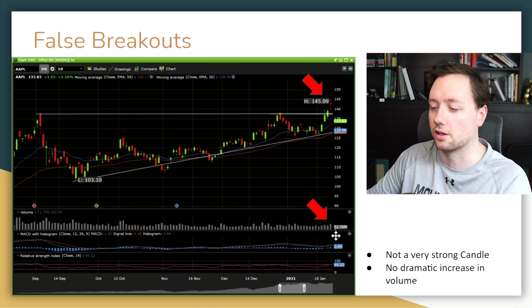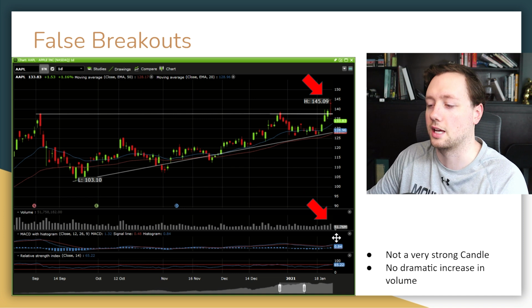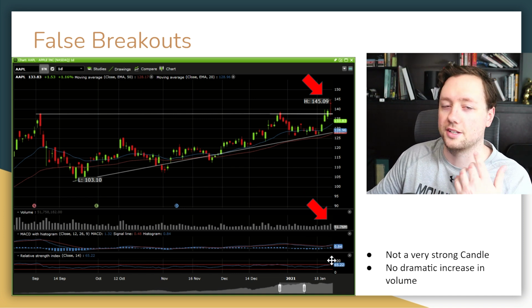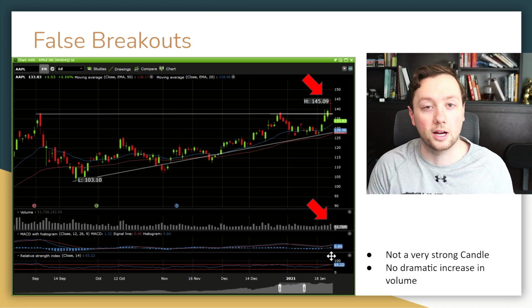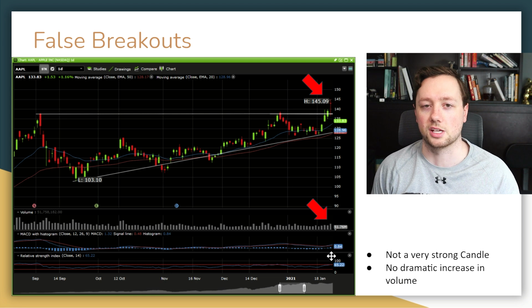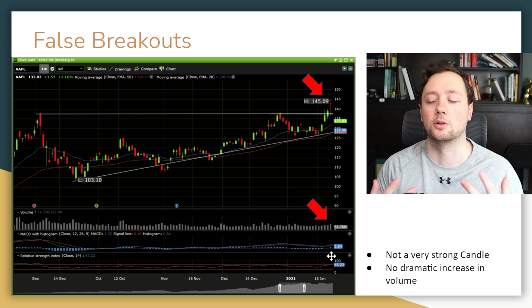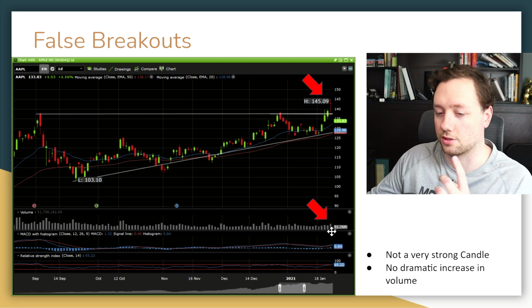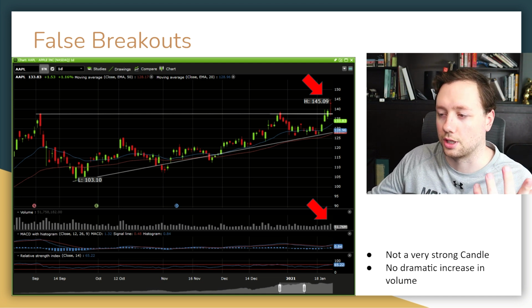And as you can see here, the volume on Apple on this day was not very dramatic. It was not increased compared to the days before, and that is not a good sign. When we see a breakout, when we see the stock move higher, especially above a known level of resistance, we want to see some momentum and we want to see some volume, and we don't have that in this chart right here. And so let me show you how this trade worked out.